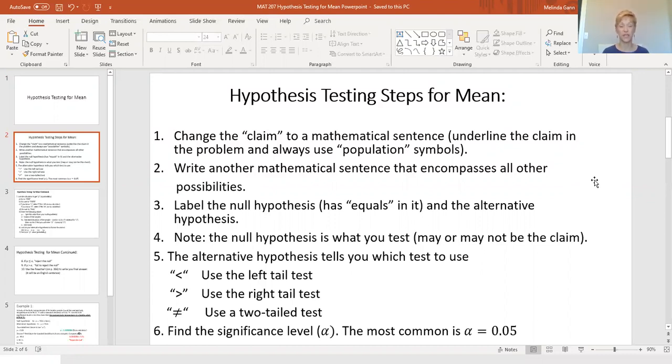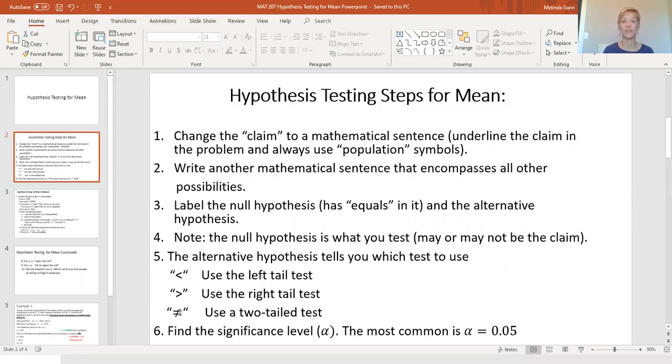Now, the alternative tells you which test to use. So remember, if it's less than, use the left tail test. The way I remembered it was, it looked to me like it was pointing to the left. When it says greater than, you're going to do a right tail test. And to me, it looked like it was pointing to the right. And then not equal to in your alternative is a two-tail test. So remember, you're always testing the null hypothesis, okay? And then the alternative hypothesis tells you which test to use.